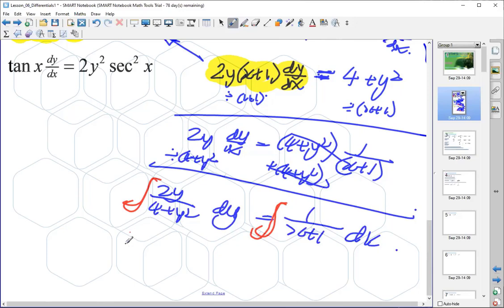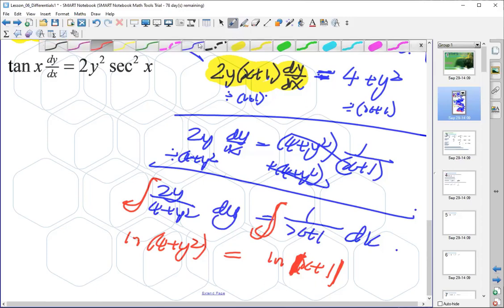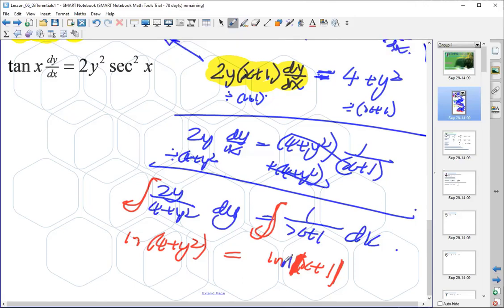We know our guess for this would be ln of 4 plus y squared. And actually ln of 4 plus y squared does give you 2y over 4 plus y squared, so that's perfect. Equals ln of x plus 1. I need a modulus here. Ln of x plus 1. We need a constant, and we always like putting our constant inside the log because it's better there. So I'll put an a inside here.